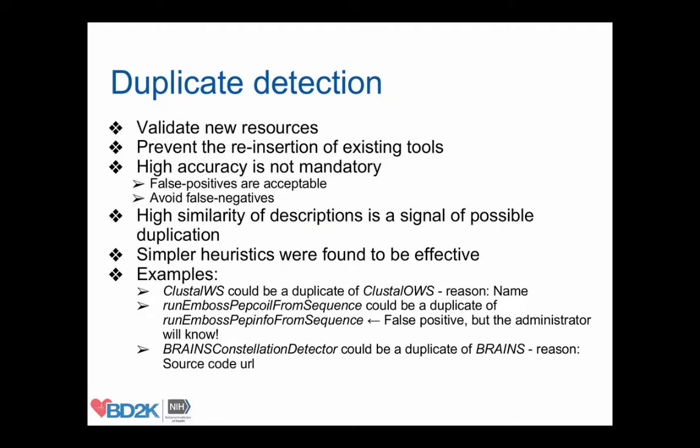For the duplicate detection, basically we need to validate new resources and also be able to identify replicates within the current database. For that, we need a way to identify very highly similar descriptions, either by name, by descriptions, or by authors. Currently we're using a few heuristics, but because this is a work in progress, we welcome any suggestion on how to identify the duplicates. So far it's been pretty good as a result.